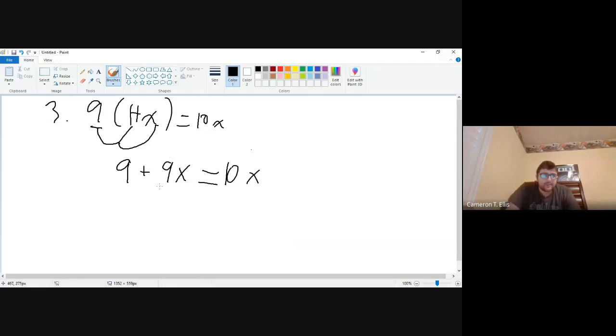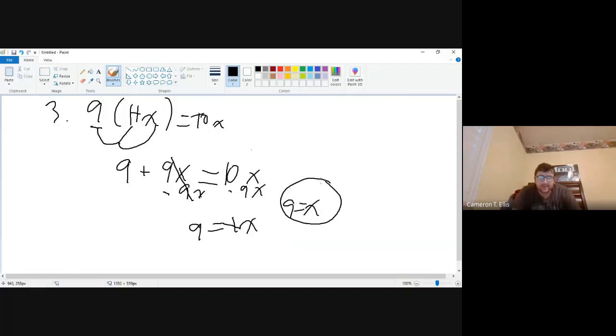Okay, so where do I go from here? I want to get x by itself, right? So let's try and get rid of the 9x on this side because I want to get just the number by itself without x on the left side, right? So subtract 9x from both sides, right? So what's 9x minus 9x? That's going to be what? Nothing, right? It cancels. And what is 10x minus 9x going to be? Well, that's just going to be 1x, right? Or just regular x. So we go 9 equals 1x, take off the 1, 9 equals x, right?